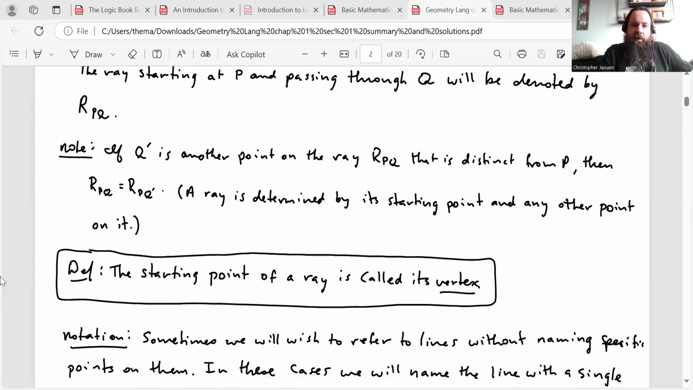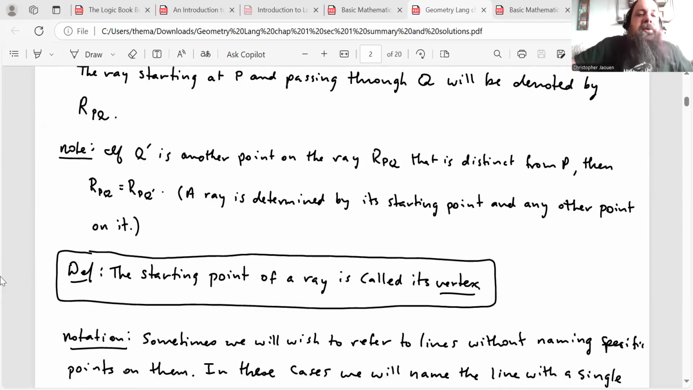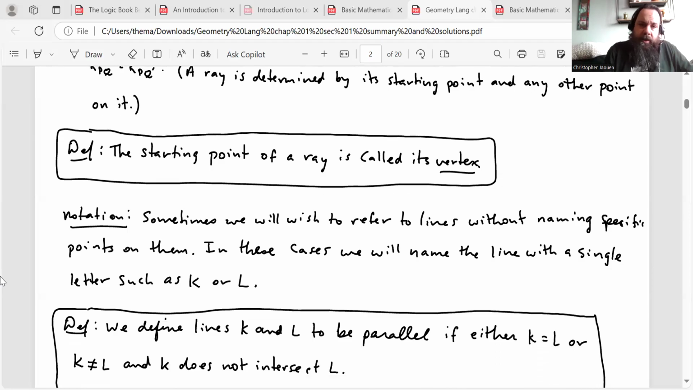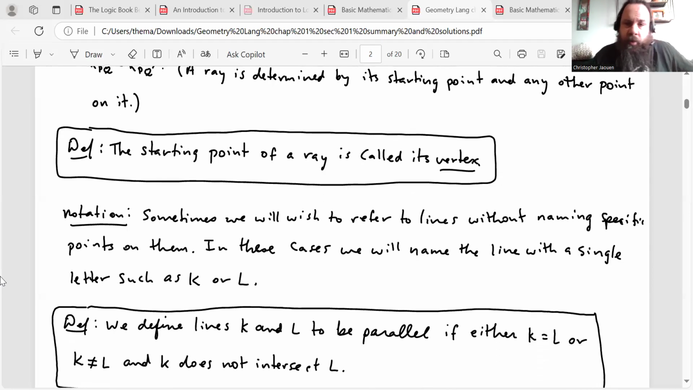All right, and we have another note here. If Q prime is another point on the ray RPQ that is distinct from P, then RPQ equals RPQ prime, so they're the same ray in other words. A ray is determined by its starting point and any other point on it. All right, another definition, the starting point of a ray is called its vertex.